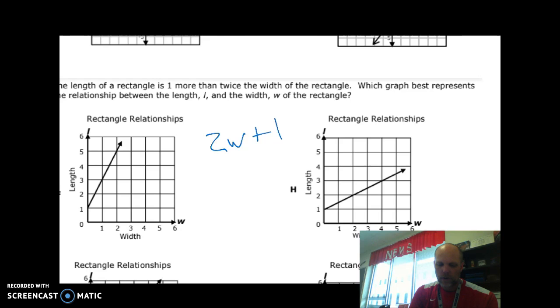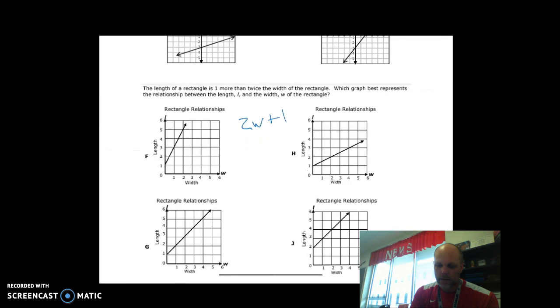So we're looking for a line that has, don't forget, it's y equals mx plus b. Do you remember what b is? B is the intercept. Exactly, where it crosses the y. So our b is plus 1, so it has to be crossing at plus 1. So what answer can we get rid of? We can get rid of J because it's crossing at plus 2.